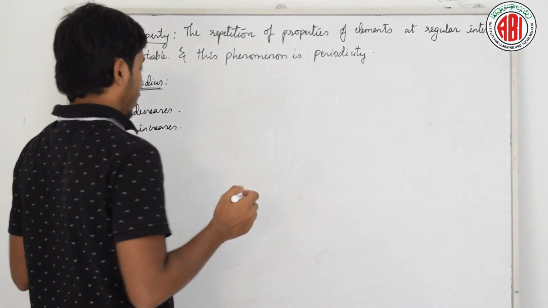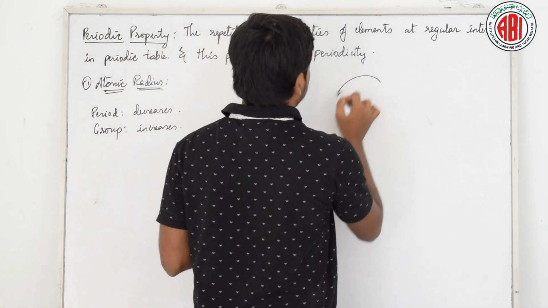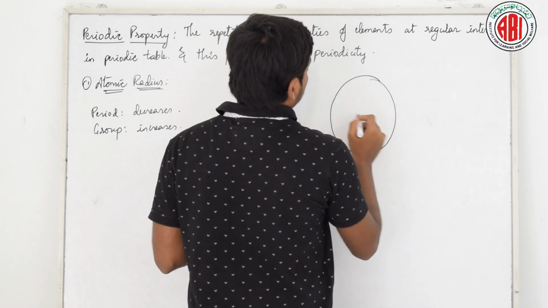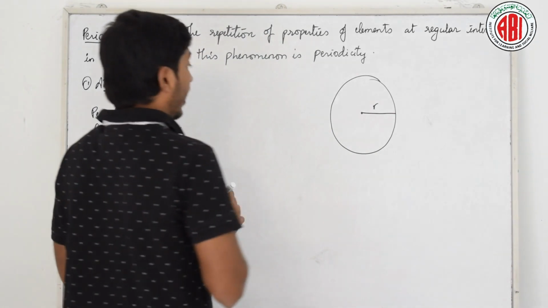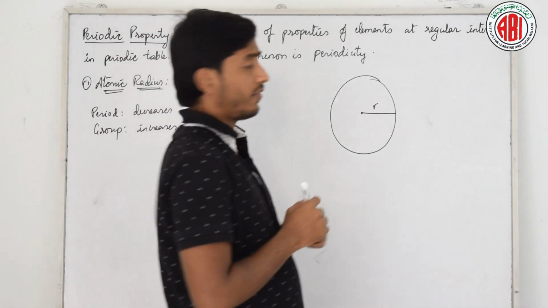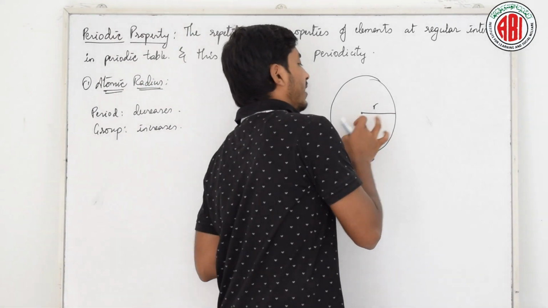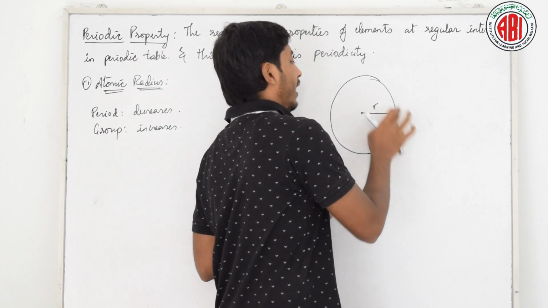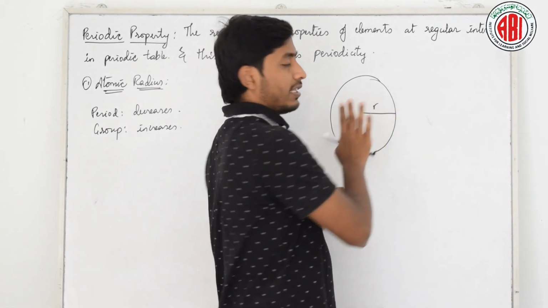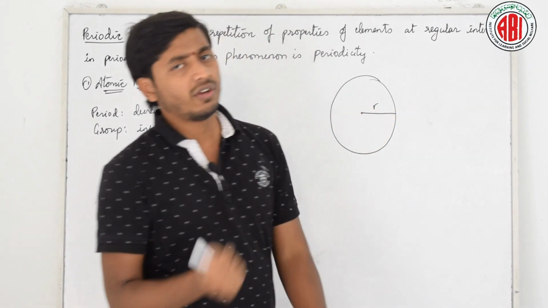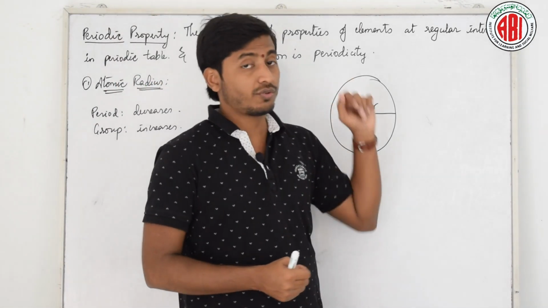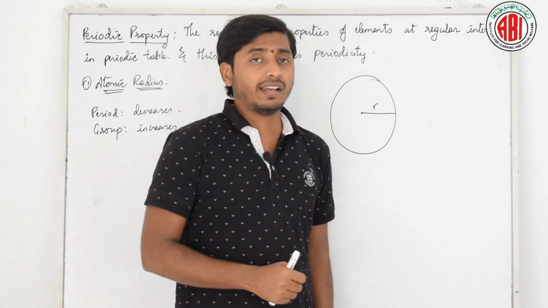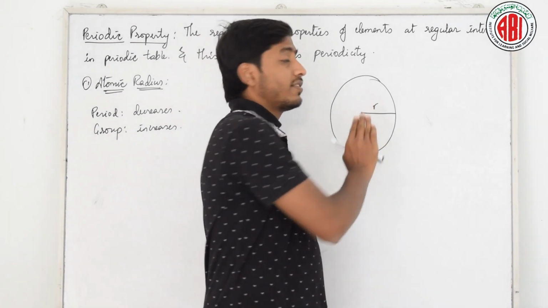Tell me, what will be the actual size of an atom? Can someone measure it? Usually we know the definition of radius: from the center to any point on the circle, that is nothing but the radius. And we always discuss that the atom is spherical in shape according to Bohr's theory. Then how do we calculate the radius of this?